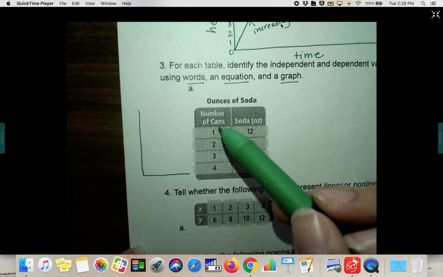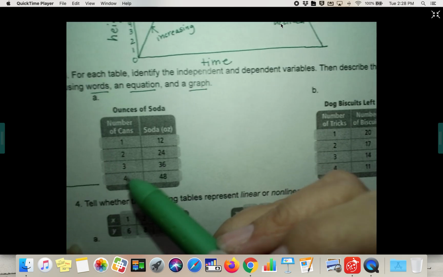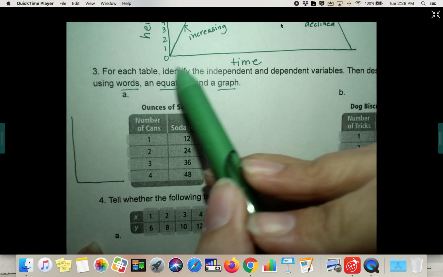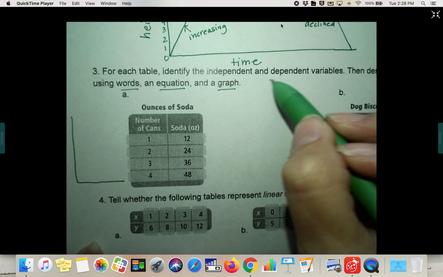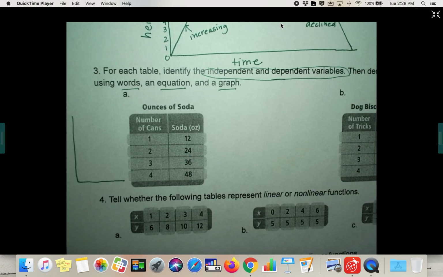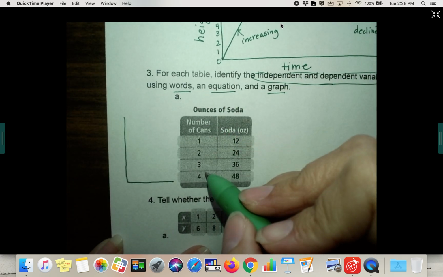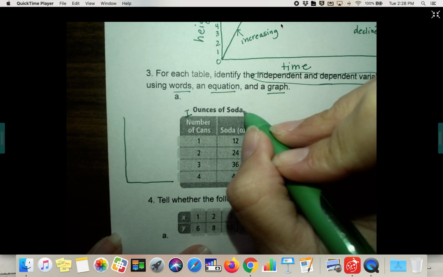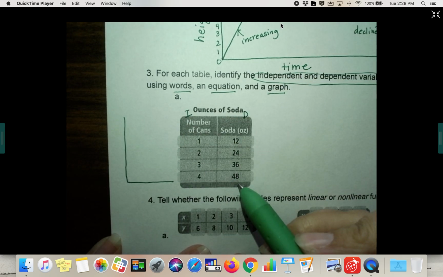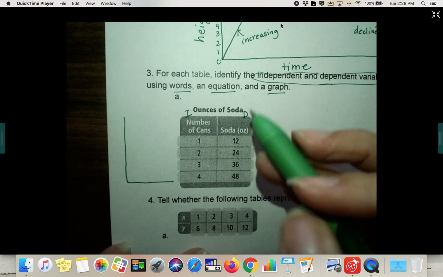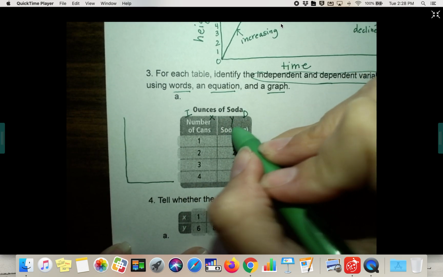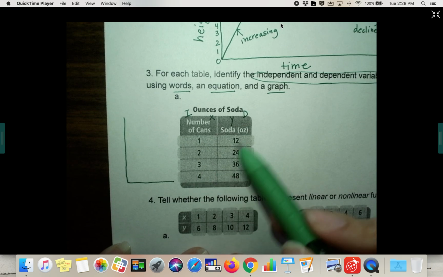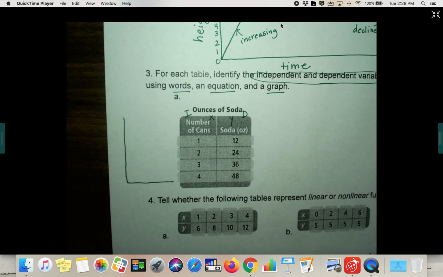So let's graph it. Cans of soda, wait, I didn't read it. For each table, identify the independent and dependent variables. So to identify the independent, that will always be your input or your x's. So I'm going to put an I here. And then dependent would be the soda in ounces. So that is always my y-axis. This is my x. This is my y. My x is my input value. My y is my output value.